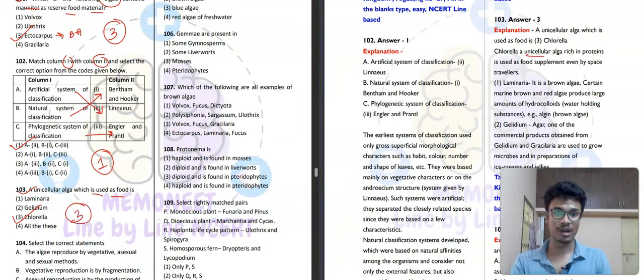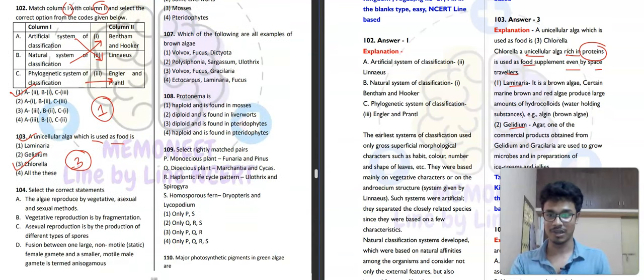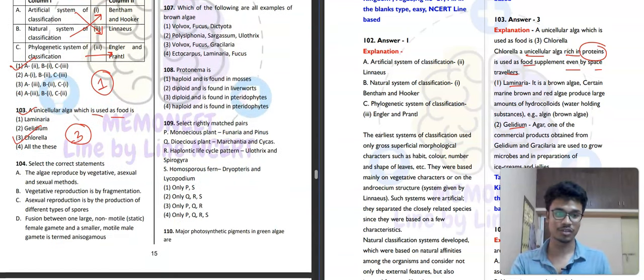Chlorella is a unicellular alga rich in proteins, used as a food supplement even by space travelers. In space the astronauts can't take much food, so they take Chlorella as their source of protein. Laminaria and Gelidium are sources of agar. That's why our correct answer is option number 3. Moving towards question 104.